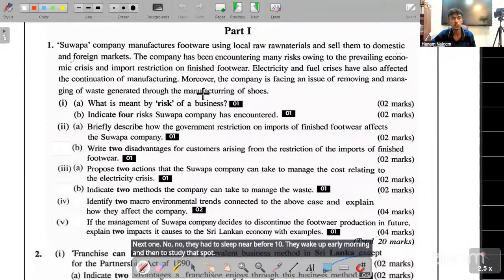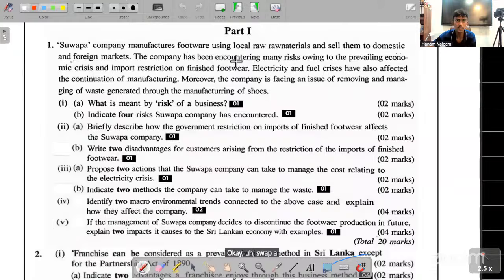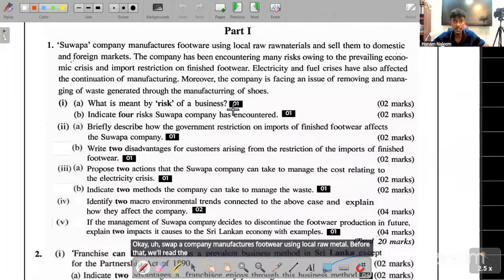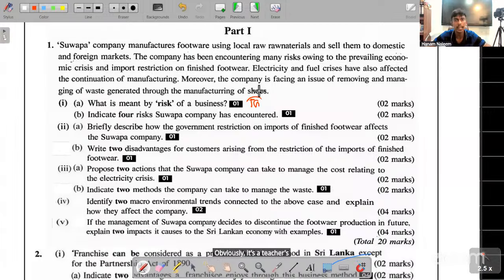Fine. Suapa company manufactures footwear using local raw material. Before that, we'll read the questions first. What is meant by risk of a business? Case study or teacher's guide or practical? Obviously, it's a teacher's guide. Identify four risks Suapa company has encountered. What are the risks Suapa company went through? So make it a case study. Good, this is a case study question.